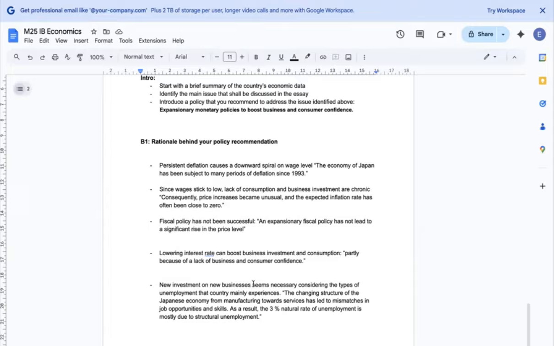That simply seems so necessary, considering the types of unemployment that the country mainly experiences. Because it says the changing structure of the Japanese economy from manufacturing towards services has led to mismatches, so to make a major transition to the new business sector with some incentive of the interest rate getting cheaper so that they can be more motivated to start new investment and new business.